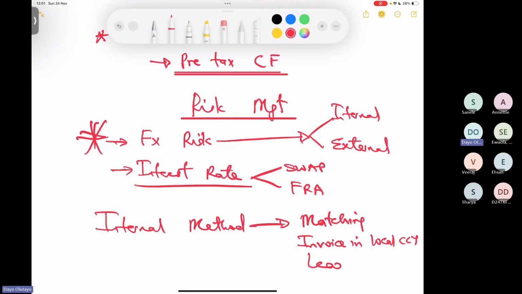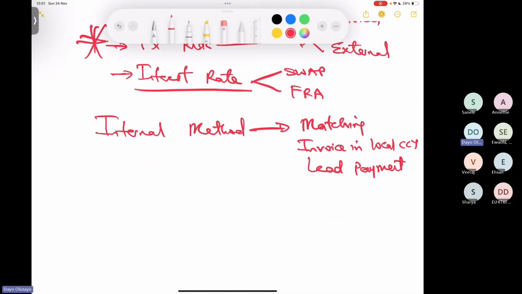Or you can do lead payment. Lead payment means that whatever foreign currency you give me today, I convert it today. If you don't give me today, then I will just borrow somewhere and convert today so that when you pay me, I'll just give back the money. Whatever you pay me, I use it to pay my debt straight away. So lead payment is immediate payment so that I avoid fluctuation.